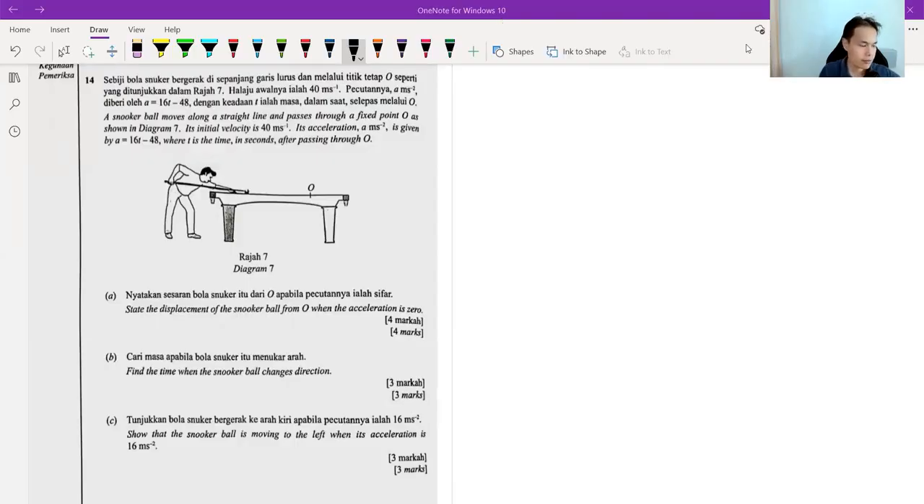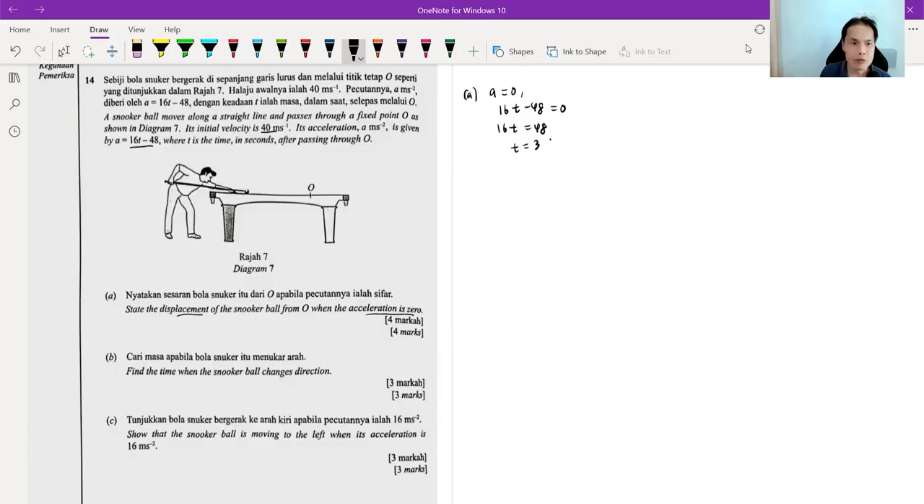Okay, question number 14. This is from Kinematics of Linear Motion, Form 5, Chapter 8. Here we have a snooker ball that moves along a straight line, passes through fixed point O as shown in the diagram. Initial velocity is 40. Acceleration is given by this. We are finding the displacement of the snooker ball when the acceleration is 0. So let your acceleration be 0. Take 16t minus 48 equals 0. 16t is 48. t is just 3.